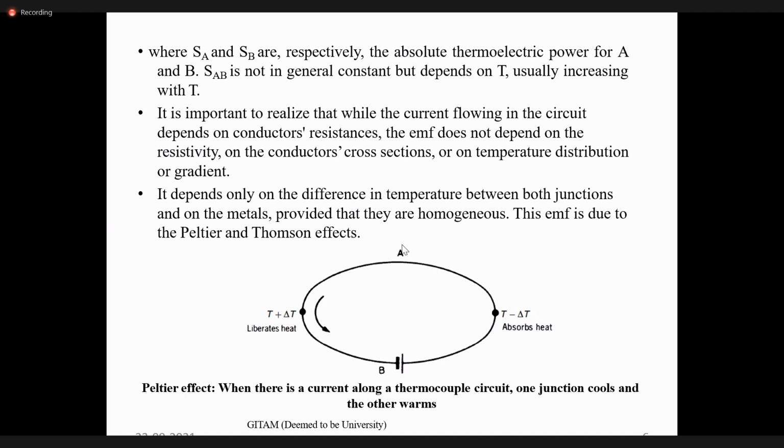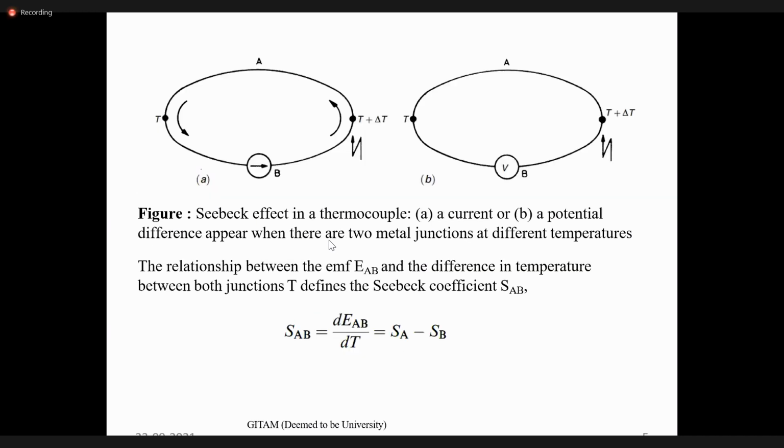In the Seebeck effect, we are increasing temperature externally. We are not using any external voltage source. If you increase one junction temperature and maintain the second junction at lower temperature, you can observe a current flow. If you are using a voltmeter, you can estimate the EMF.